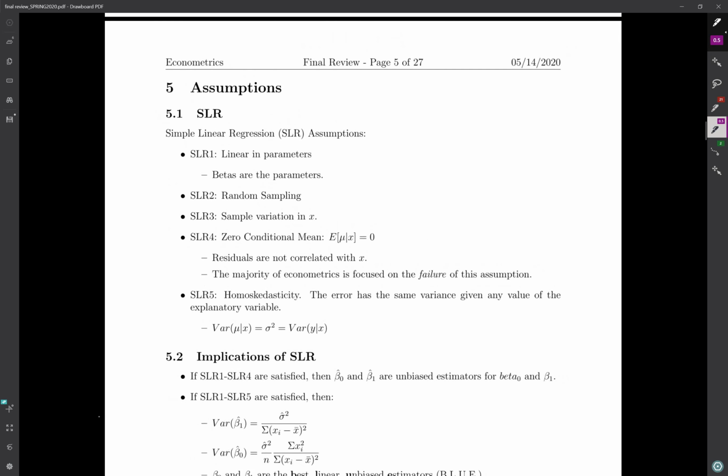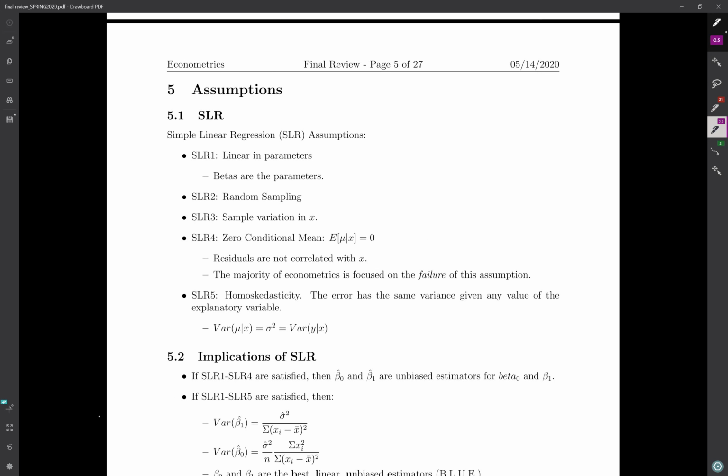So let's go over some of the assumptions of simple linear regression. So first assumption is SLR1, linear parameters. Beta is our parameters, all right? So if our regression is y equals beta 0 plus beta 1 x, so this is our estimate. That looks an awful lot like y equals mx plus b. So yeah, this is linear, right?